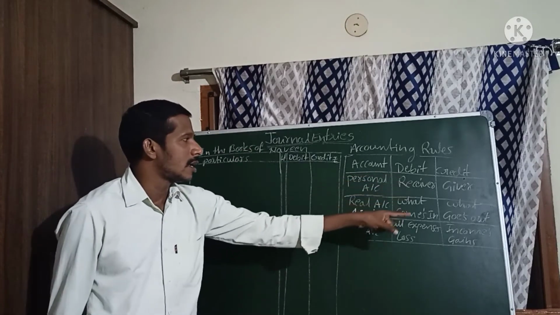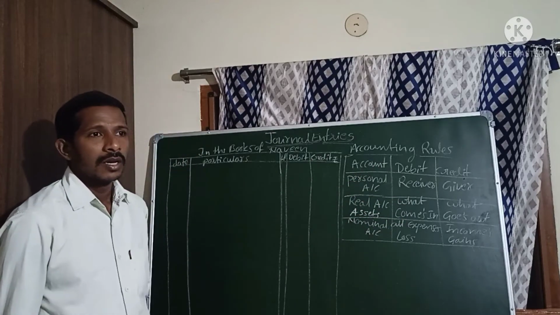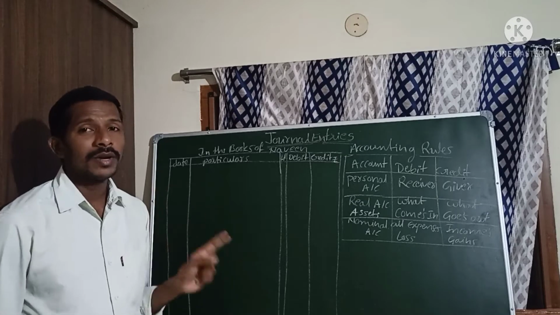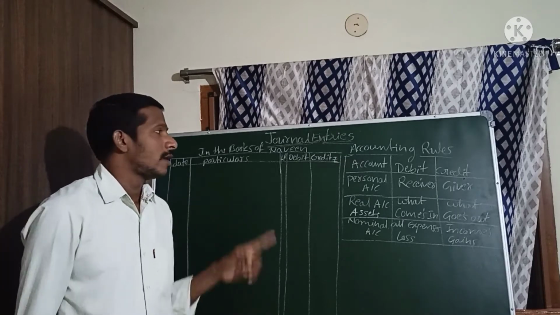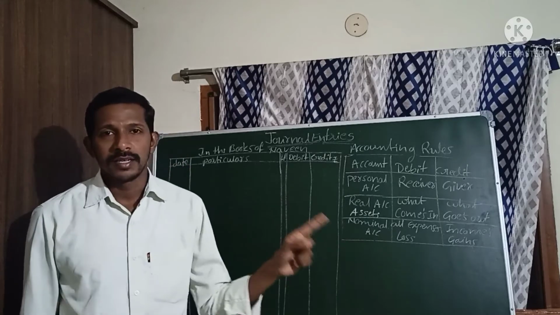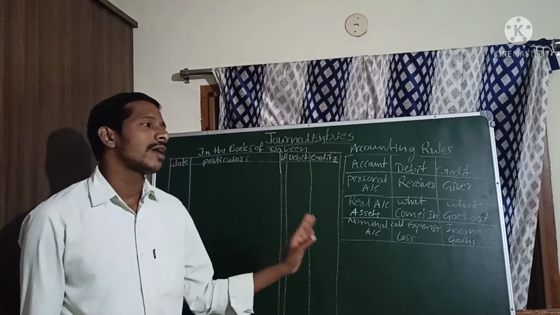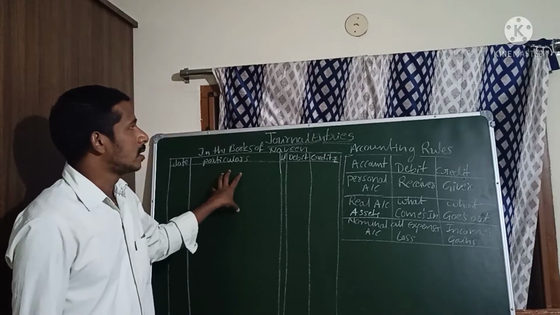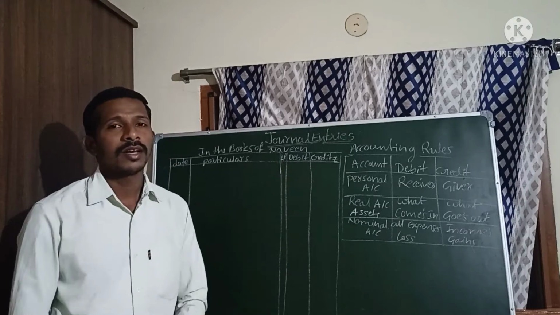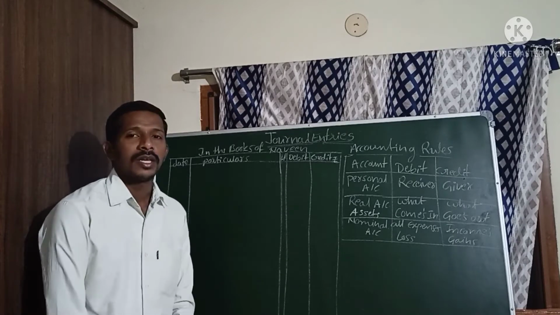Based on these three accounts, the debit and credit rules. Okay. For every account, debit is there, credit is there. Personal debit, credit. Real debit, credit. Nominal debit, credit. Based on the accounting rules, we are going to post the journal entries. Recording of the journal entries is based on the accounting rules.